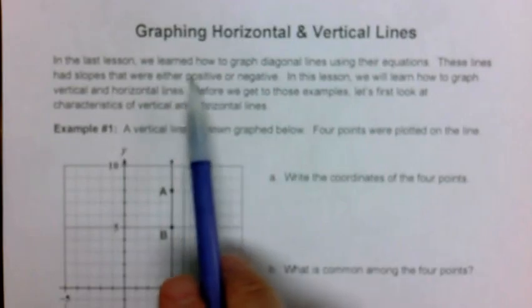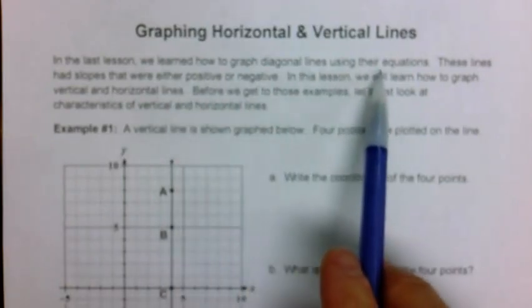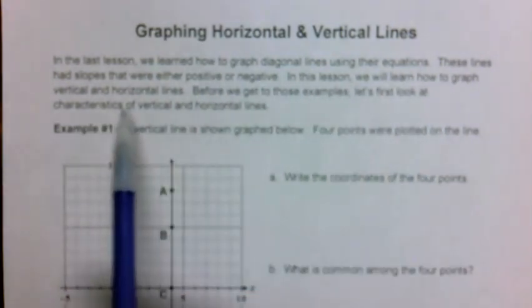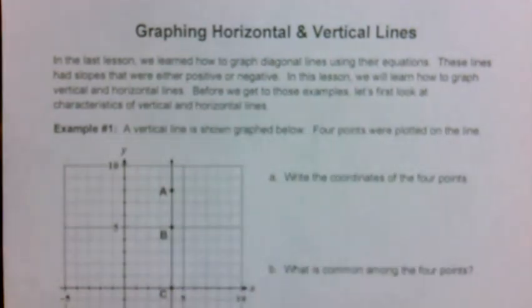In this video, we're going to start by graphing horizontal and vertical lines and trying to look at their equations. In our last lesson, we learned how to graph diagonal lines using their equations. These lines had slopes that were either positive or negative. But in this lesson, we will learn how to graph vertical and horizontal lines. Before we get into those examples, though, let's look at the characteristics of vertical and horizontal lines.